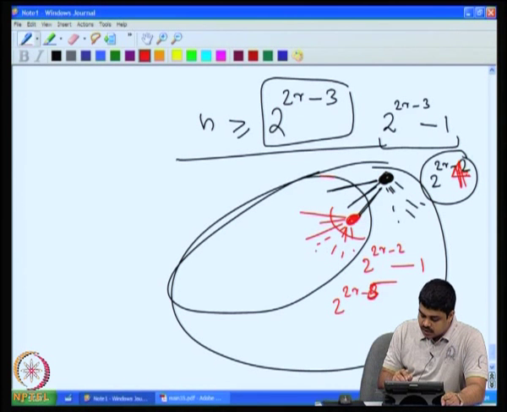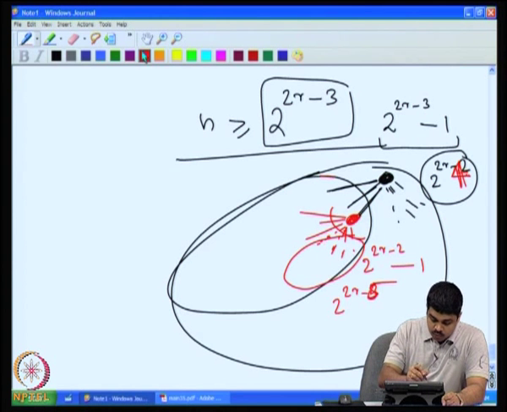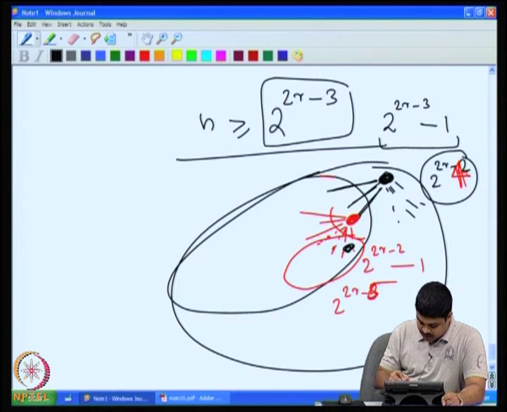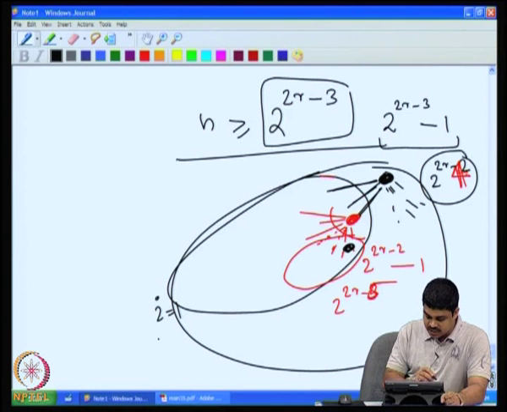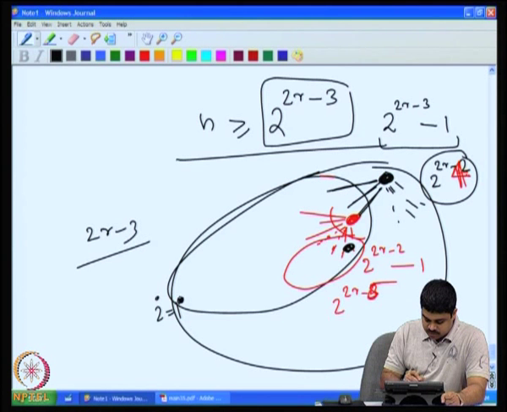Then here, let us say without loss of generality, the non-adjacent set of vertices is bigger this time, and then we can go into that group and pick up a new vertex, and then again we can do this procedure till we end up with just 2 raised to 0, which is equal to 1 vertex. In how many steps? In 2r minus 3 steps we will come to just 1 vertex remaining.